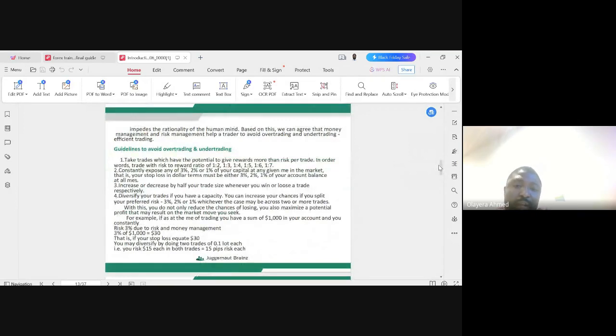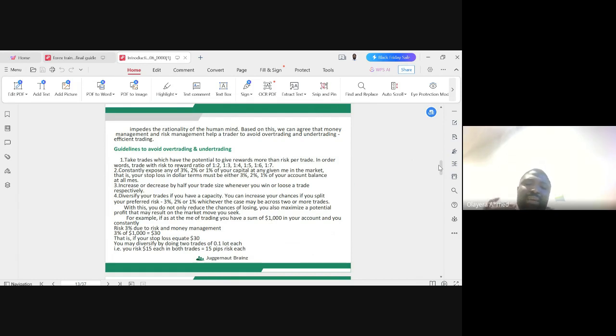Guidelines to avoid over trading and under trading, meaning guidelines to avoid lack of money management. One, take trades which have the potential to give rewards more than the risk per trade. I've told you, take note, identify the percentage that you can afford to lose, right? Exactly. So take trades which have the potential to give rewards more than the risk per trade.